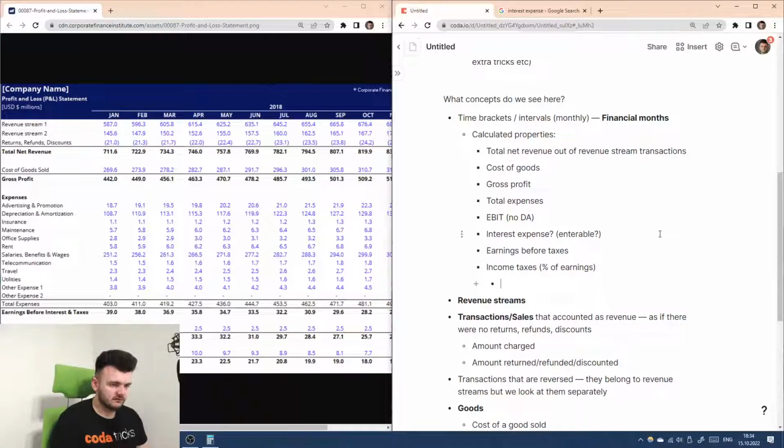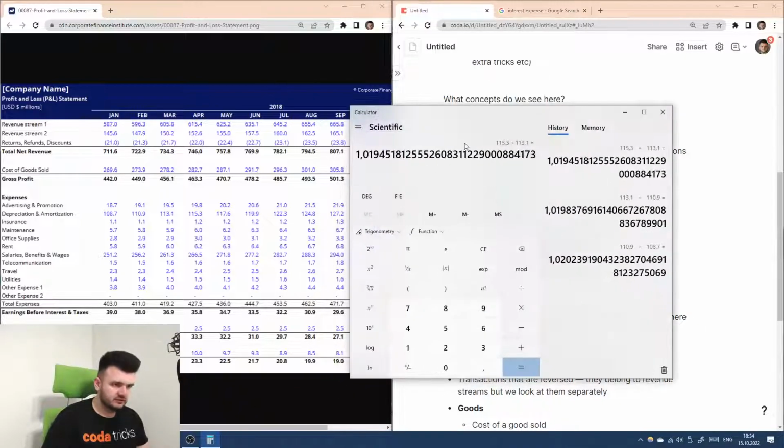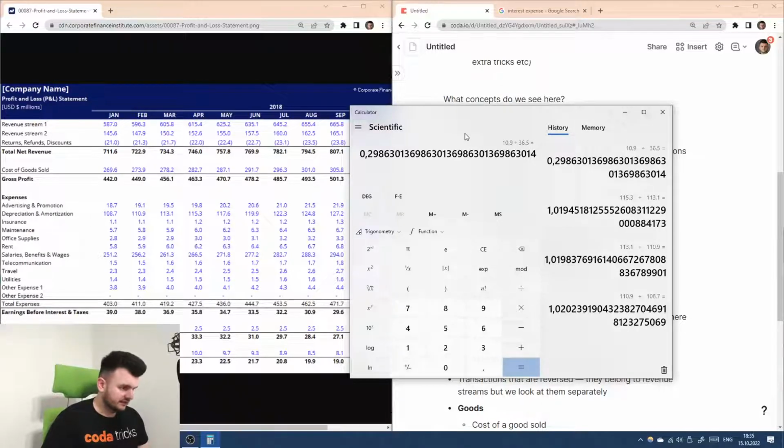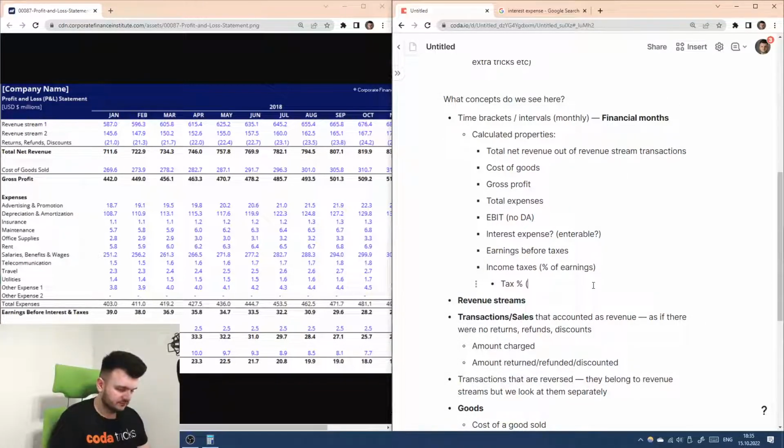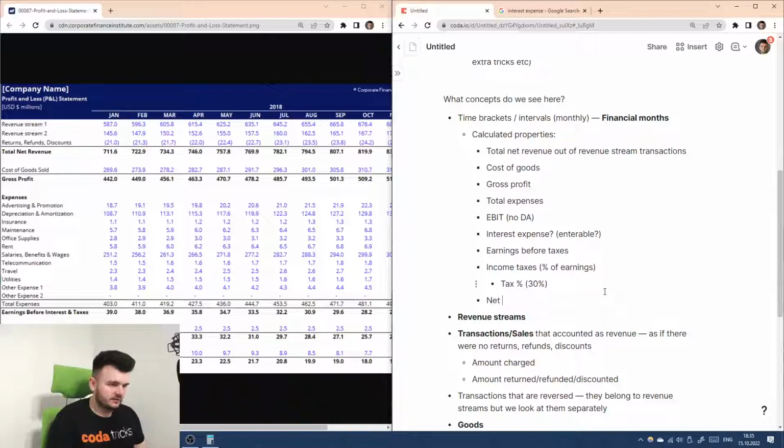So we have some tax percentage somewhere. What is the percentage that we're calculating? 10.9 divided by 36.5. Okay, I guess it's 30% or something. Yeah, roughly 30% is calculated in this sheet. And finally, we have net earnings.